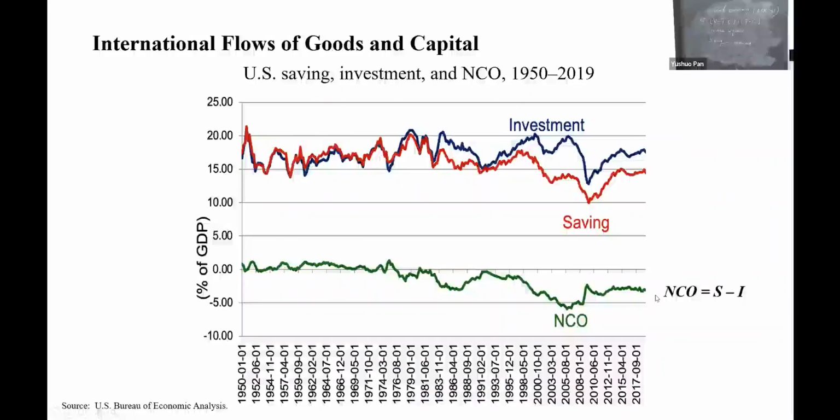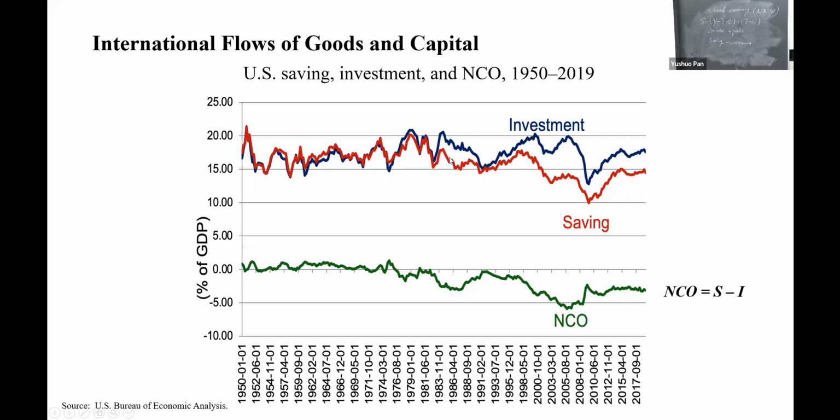This is the data for the United States of saving and investment from 1950 to 2019. The blue line is the investment, the private domestic investment, and the saving is the red line. So we calculate NCO equal to S minus I. The red line minus the blue line is the net capital outflow.